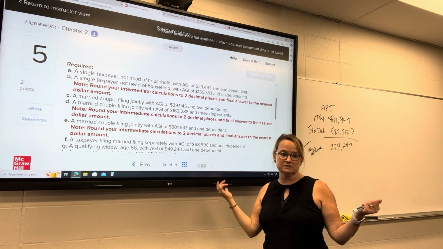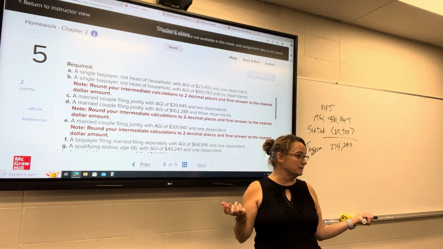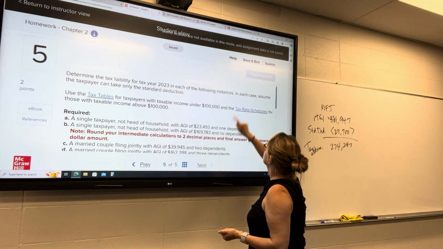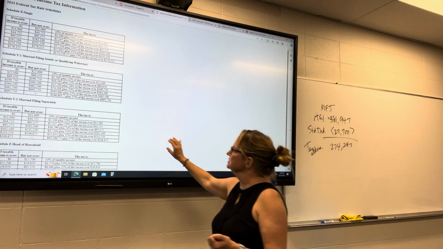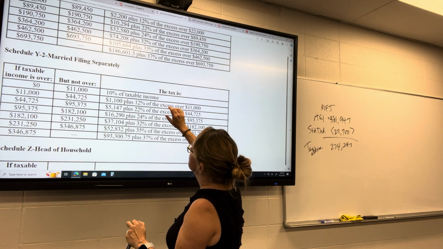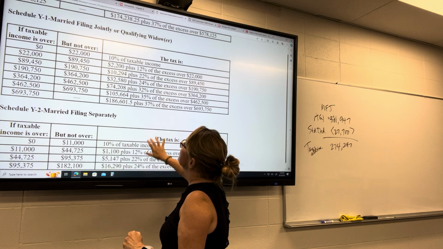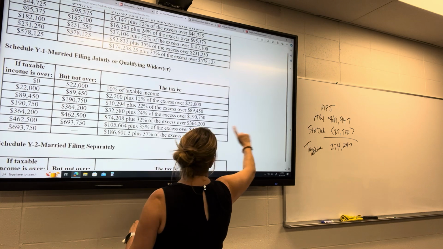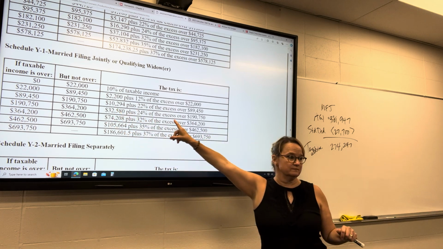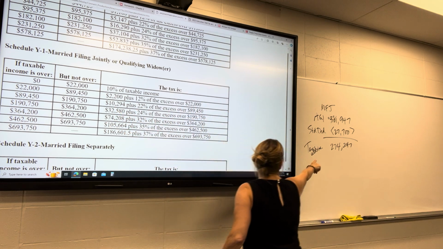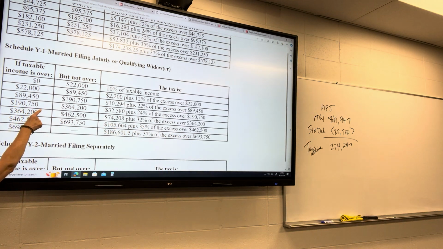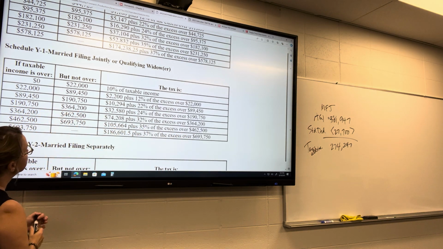Now this one obviously is over 100,000, so we can't use the tax table. We have to use the tax schedule, which is what we're gonna do. Now we have to determine which tax schedule we want to use. We're gonna find the married filing jointly one because it's got to match our filing status. So it's this schedule that we're gonna use. Find their taxable income within the range, so that's between 197,500 and 364,200.